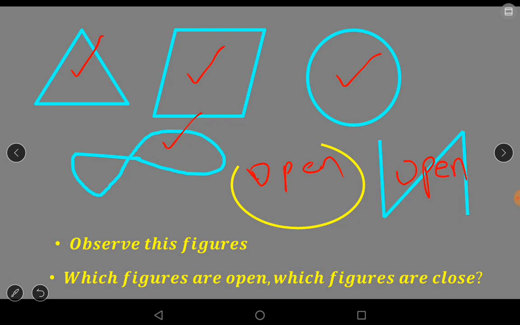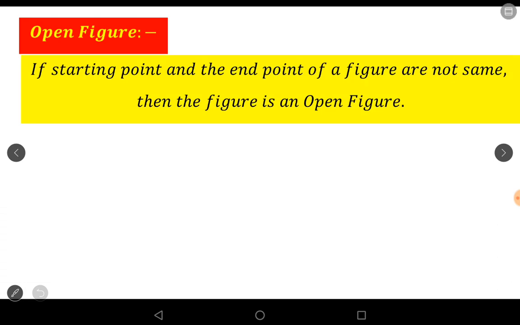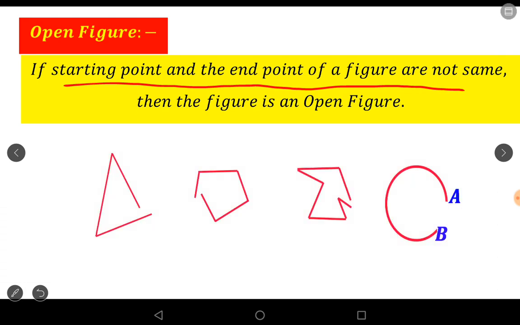Open figures means the first point and end point are different. If the starting point and the end point of a figure are not the same, then the figure is an open figure. Observe these 4 figures. Here in the first figure, the starting point and end point are different. So these 4 figures are open figures.